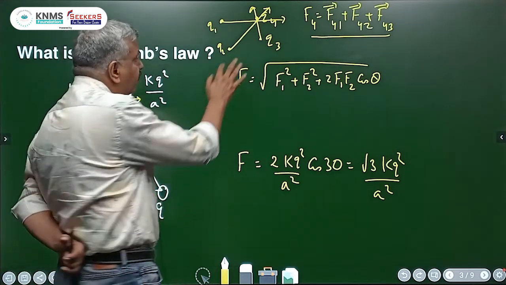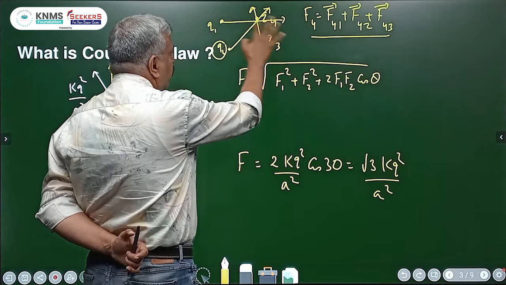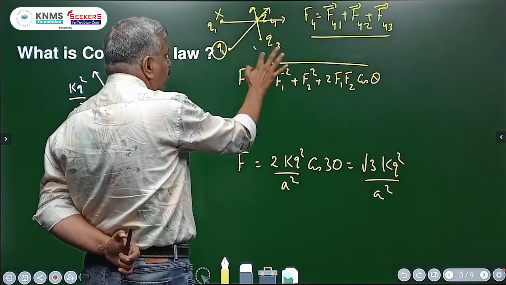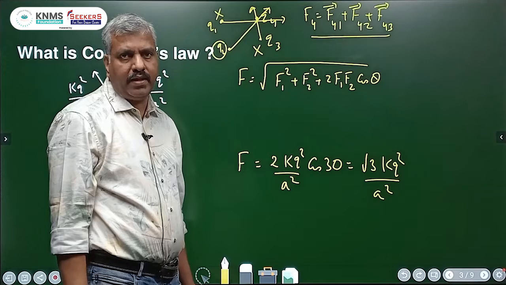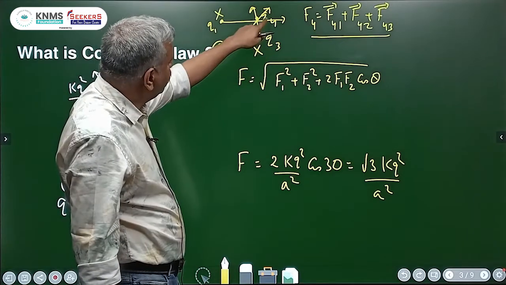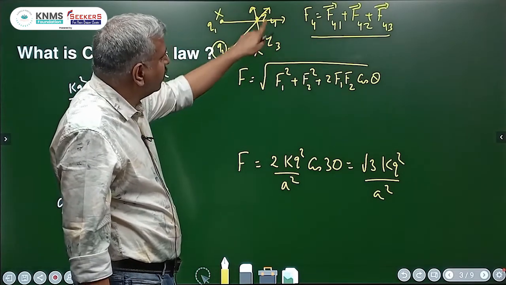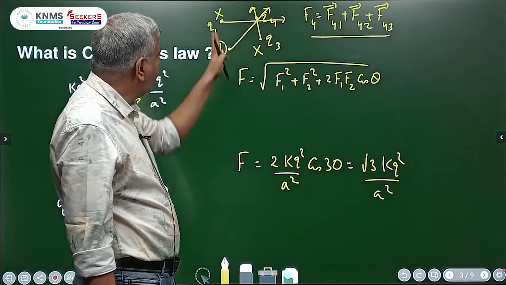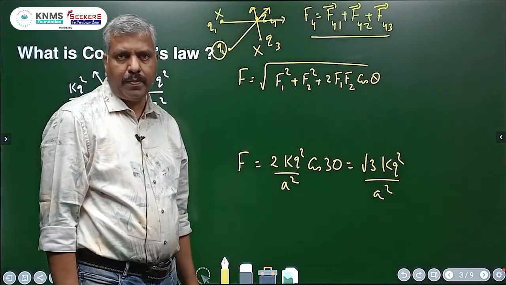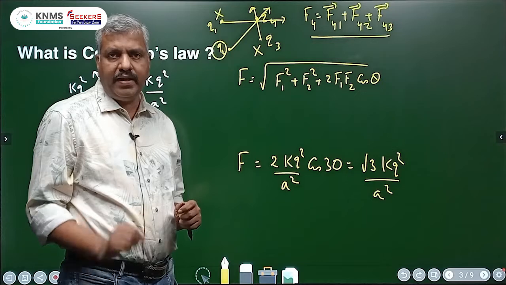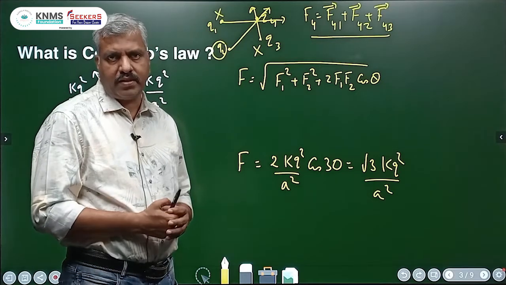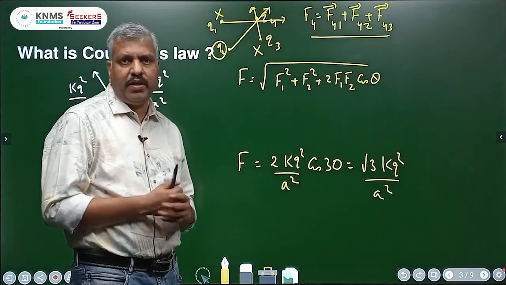That means the force between Q2 and Q4 will not depend on Q1, will not depend on Q3, it will depend only on Q2 and Q4 and nothing else. The force between Q3 and Q4 will only depend on Q3 and Q4, it will not depend on Q1 and Q2. Okay. So, this is what we want to say, that charges act independent of the presence of other charges. This is an important property of charge.